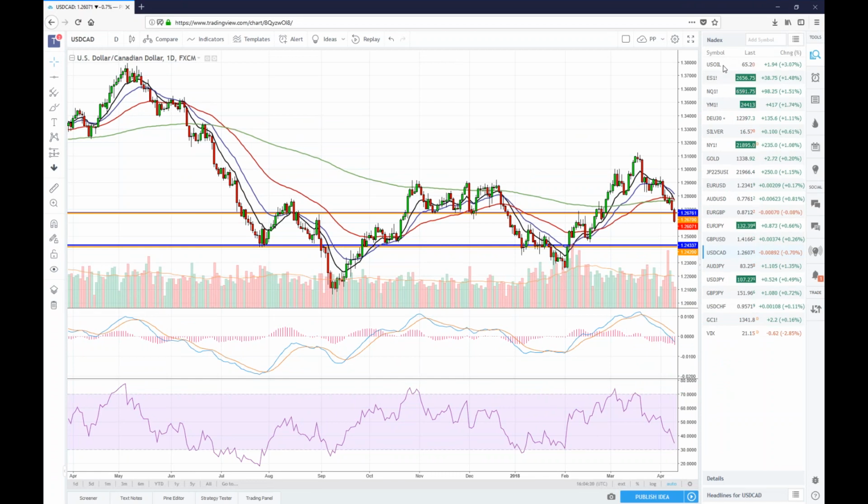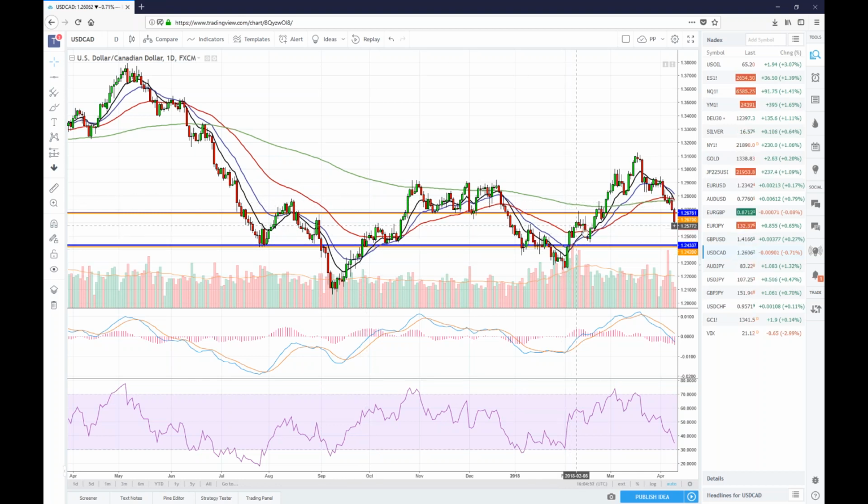Now, what can I see here on my chart? The first market that we're looking at is US dollar versus the Canadian dollar, the so-called loonie. And what can I see on this chart? We're looking at a daily chart. I always like to start my analysis looking at a daily chart because I feel this is what the market is currently doing. That is the big picture.